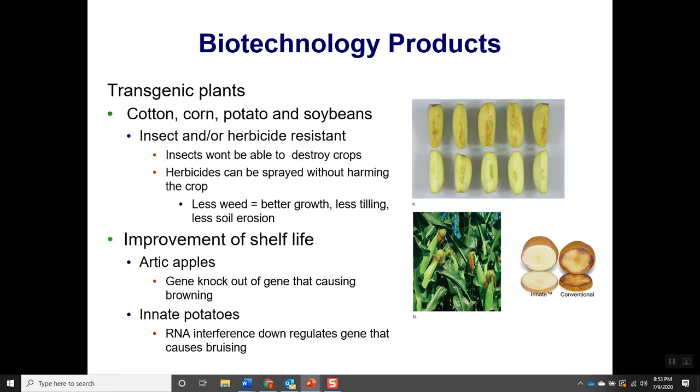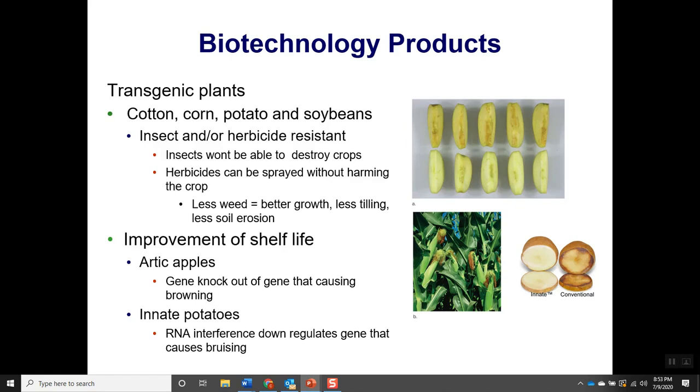Some other transgenic plants, we are able to utilize biotech to help improve shelf life. Arctic apples, utilizing gene knockout, which means we deleted a gene. We were able to create a variety of apples that don't brown. Innate potatoes, another similar kind of biotech, RNA interference. It downregulates genes, and it does so for the genes that cause bruising in potatoes.